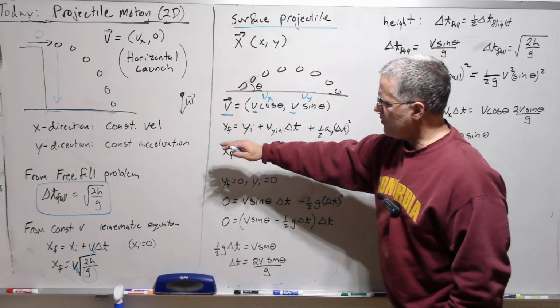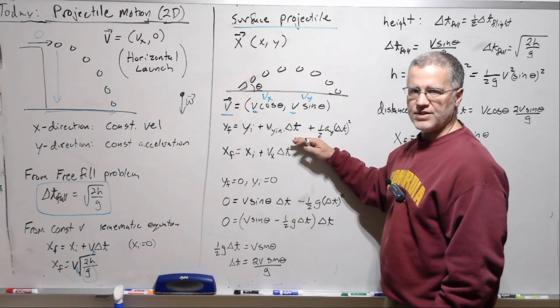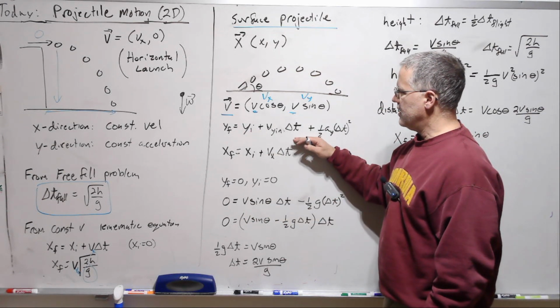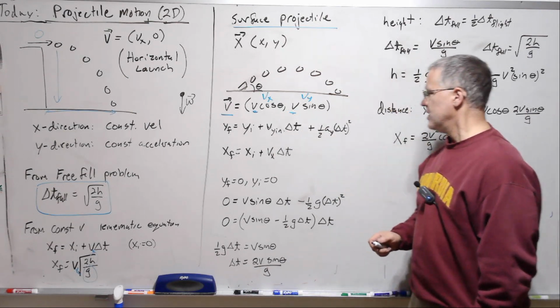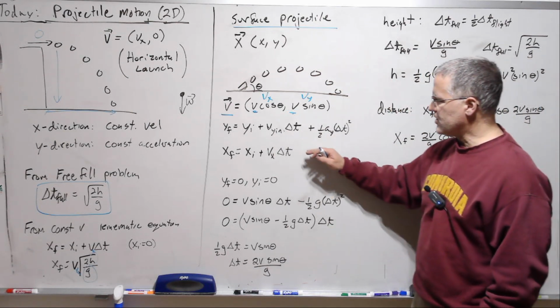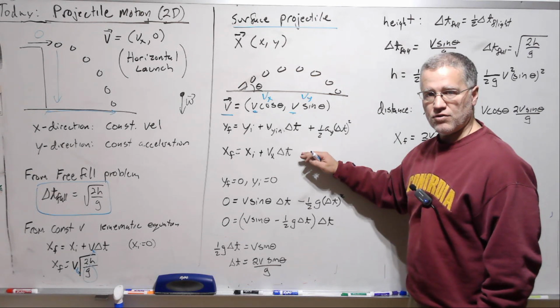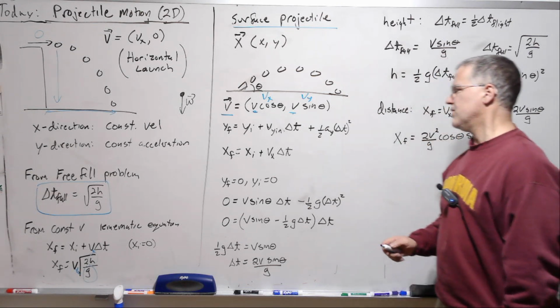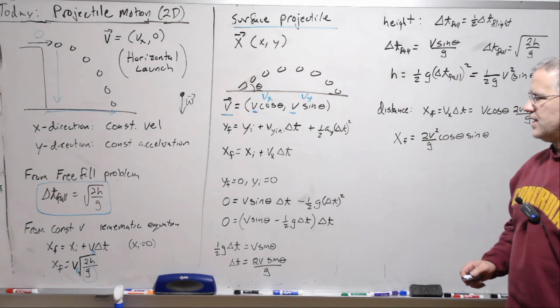Again, in the y direction, we face the constant acceleration. So we have the constant acceleration kinematic equation. In the x direction, we have a uniform motion. So we use the uniform motion kinematic equation.